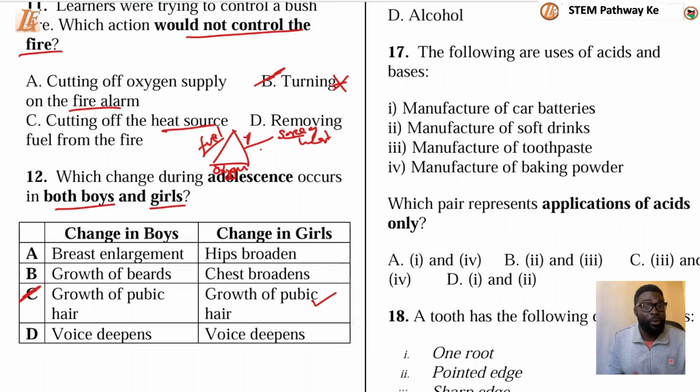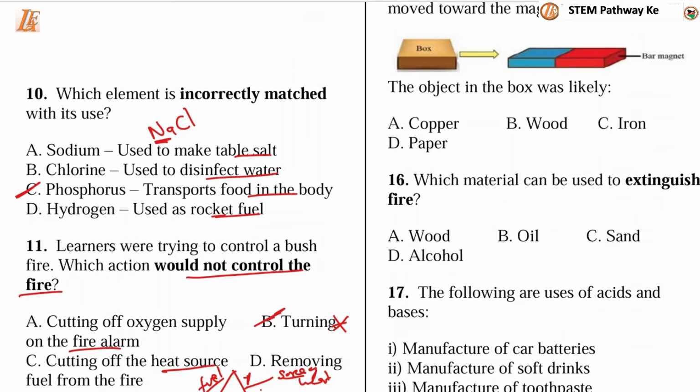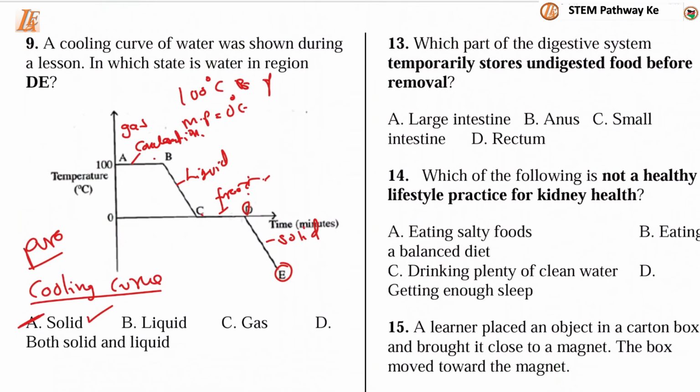Let's read the other question. Question 13. Which part of the digestive system temporarily stores undigested food before removal? The part of the digestive system that stores undigested food before removal is a part which we call the rectum. The correct answer is D.